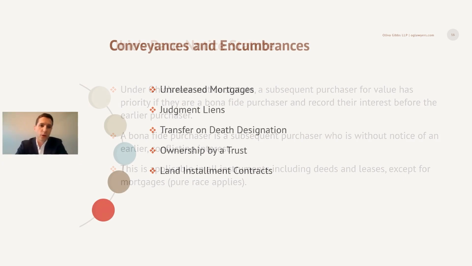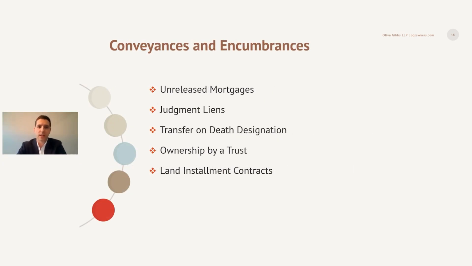Thank you. Thanks, Margaret. I'm going to be starting with conveyances and encumbrances. This will include unreleased mortgages, judgment liens, transfer on death designations, ownership by a trust, and land installment contracts.